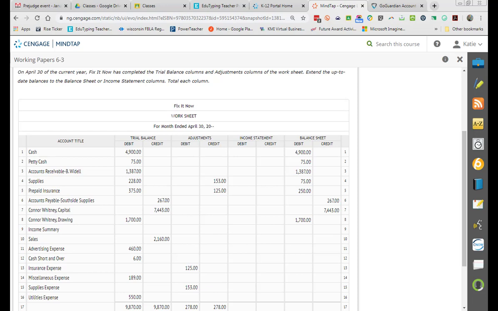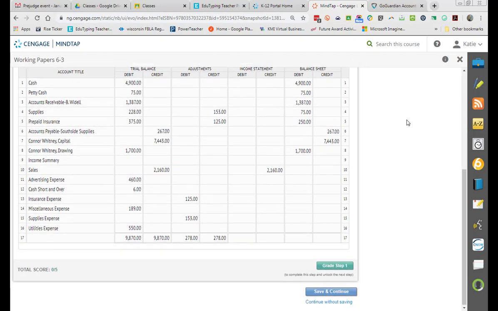Classification of sales: revenue. Where does revenue go? Income statement, right? So, sales is going to go on my income statement as a credit for $2,160. Line 11 is advertising expense. It has that word in there, expense. Expenses go on what column? Income statement or balance sheet? Income statement. So I'm going to put $460 as a debit.